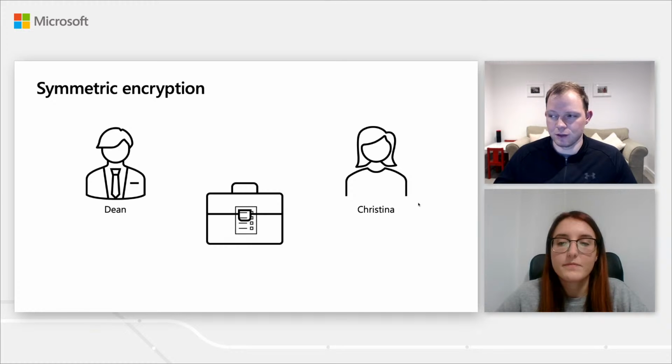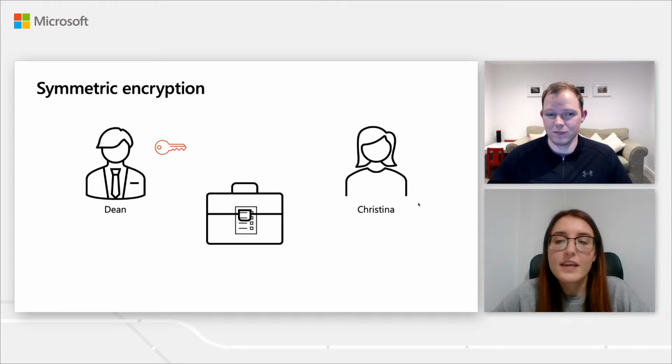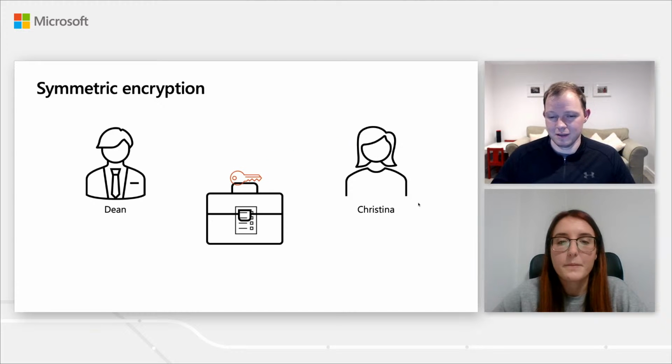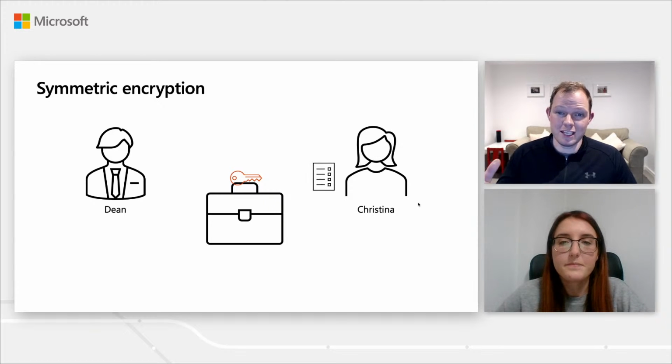If I want to put a document into the briefcase, I'm going to need the key from Christina. She'll give me the key, and then I will unlock and lock the briefcase with that key. So now the document is in the briefcase, and for me to access that, I will need the key. So then I can open the briefcase and retrieve the document. Exactly right. So I'm going to send the key back to Christina, and then you'll go ahead and, as you said, open the document. So we're using the same key to encrypt and decrypt in this example.